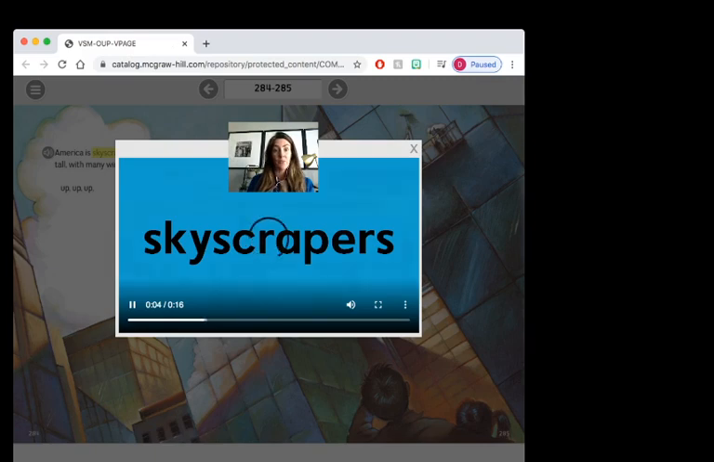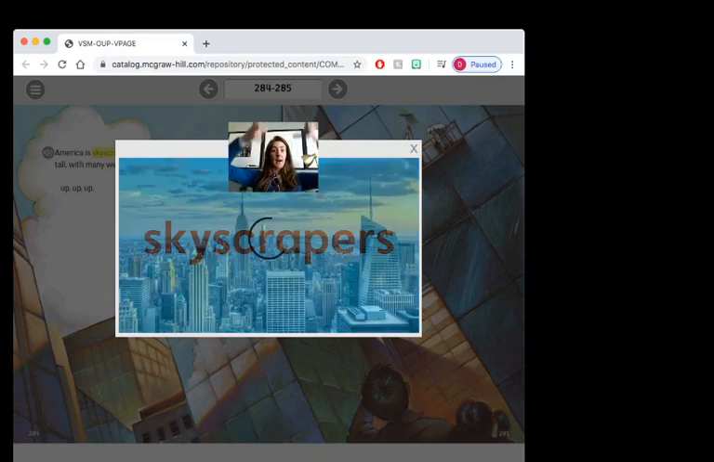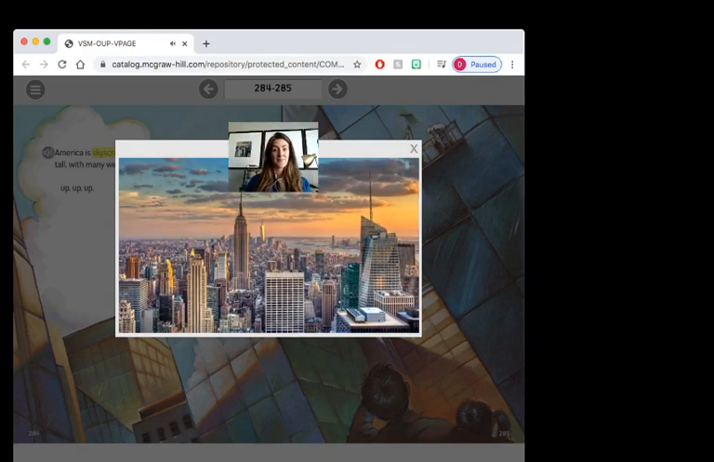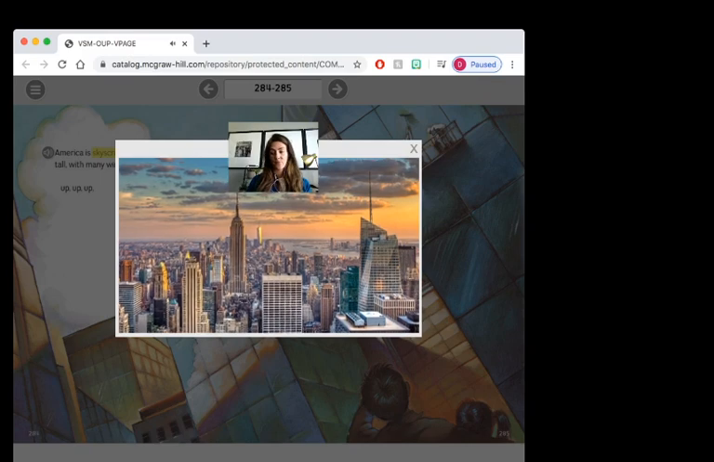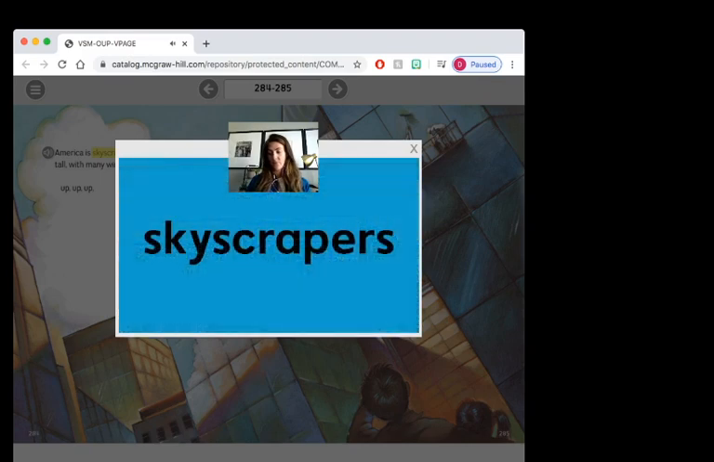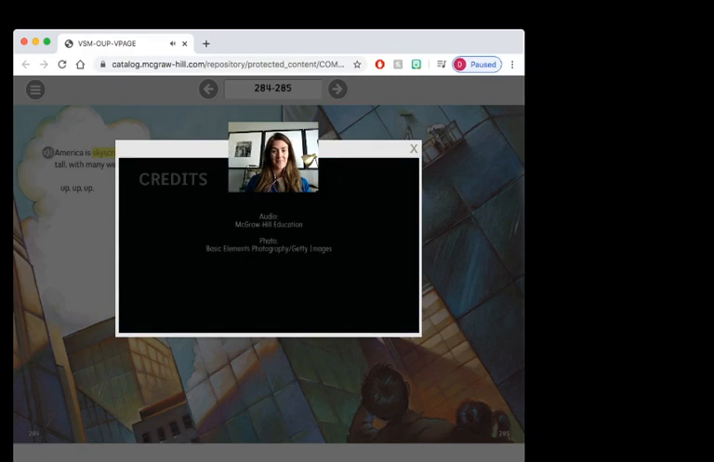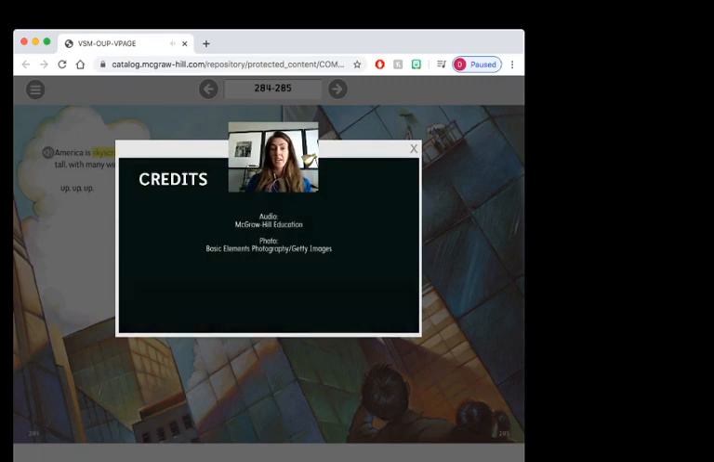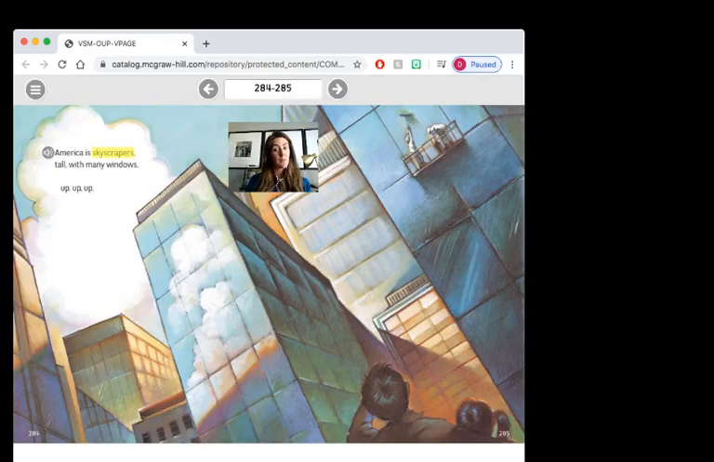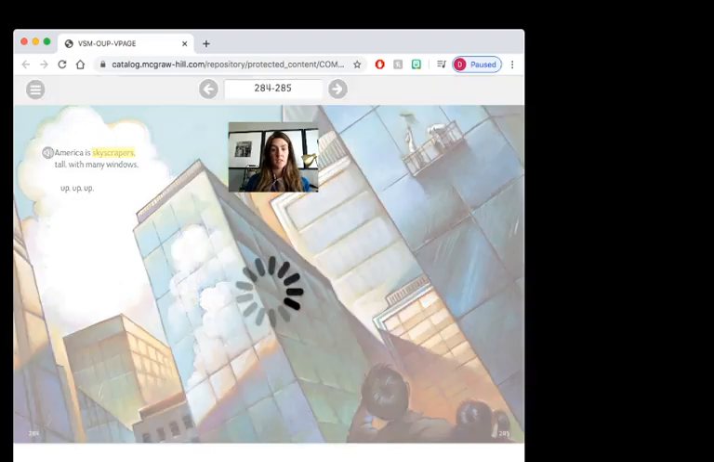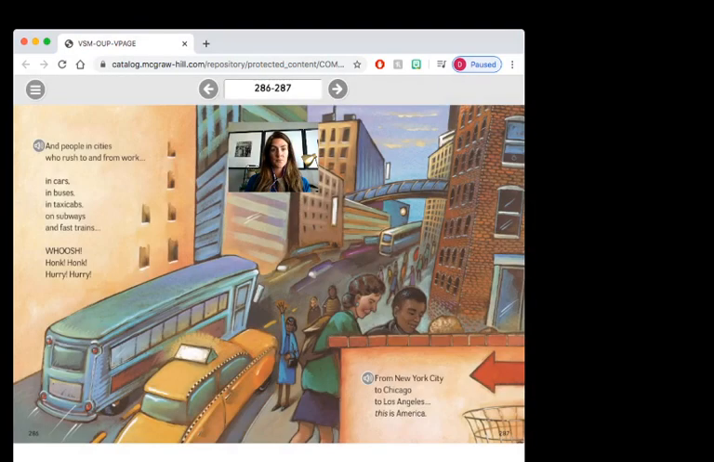And as it's loading, you know you've seen skyscrapers. We also call skyscrapers columns, right? Columns go up and down. New York City is filled with skyscrapers. Skyscrapers. Very good. Nice tall buildings. America also has lots of skyscrapers. Wow, lots going on in this picture.